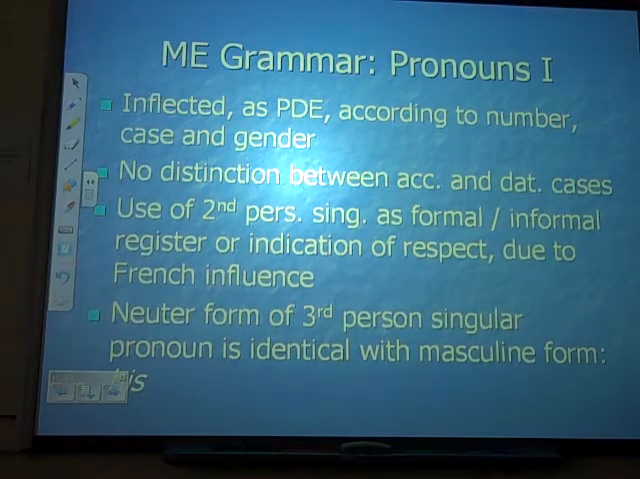The neuter form of the third person singular pronoun is identical with the masculine form, his. So if you think of the very opening of Chaucer's Canterbury Tales, when he says, "When that April with his shoures soote," so when that April with its sweet showers, it's there is his. But we've got a table for personal pronouns because there are so many of them, and we don't have time to go through them all.